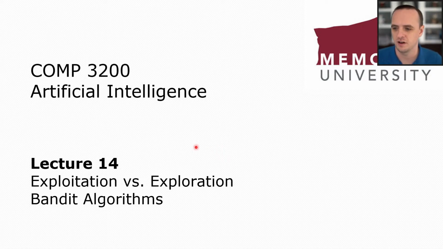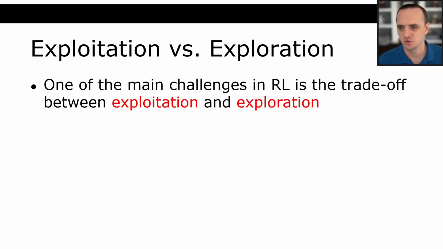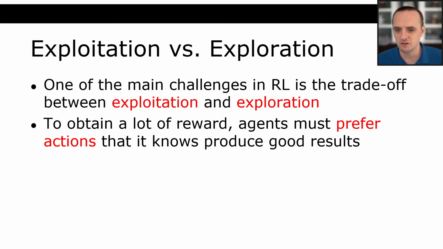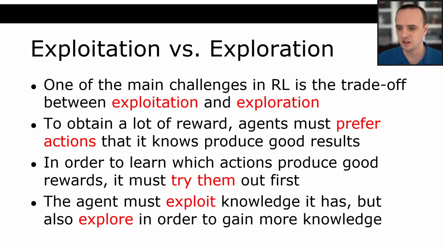So lecture number 14, we're going to talk about exploitation versus exploration. These terms, I can reverse them. Sometimes I say exploration versus exploitation, and also bandit algorithms. Last lecture, we ended off with this slide, which was that one of the main challenges in reinforcement learning is the trade-off between exploitation and exploration. To obtain a lot of reward, agents must prefer actions that are known to give good results, so that's exploitation. But in order to learn which actions produce good results, it must try them out first, and that's exploration. And so you have to exploit knowledge that you have, but also explore in order to gain more knowledge.